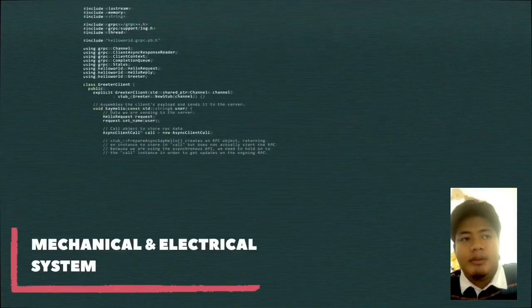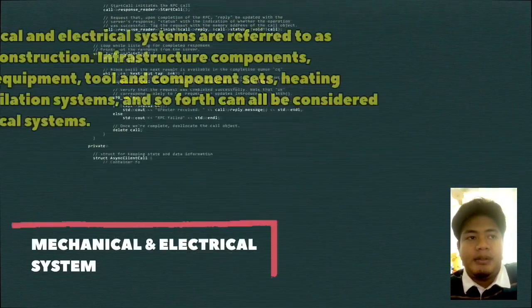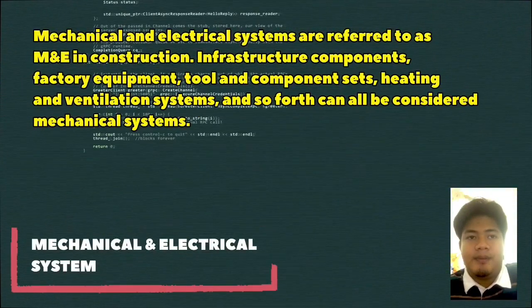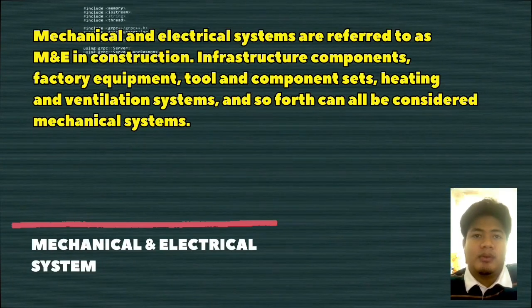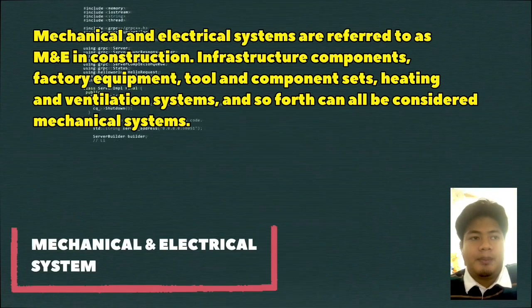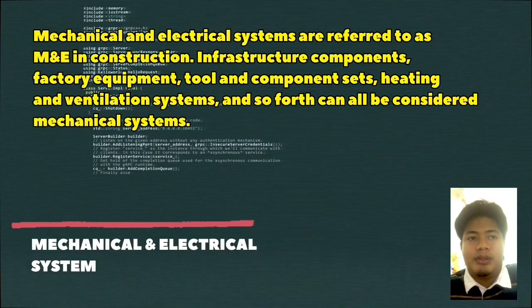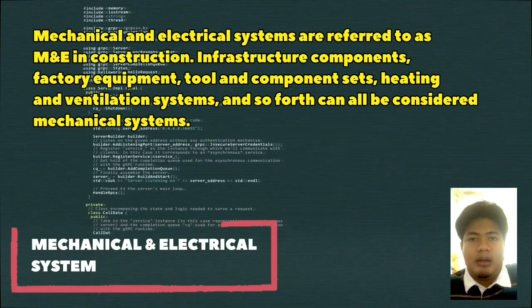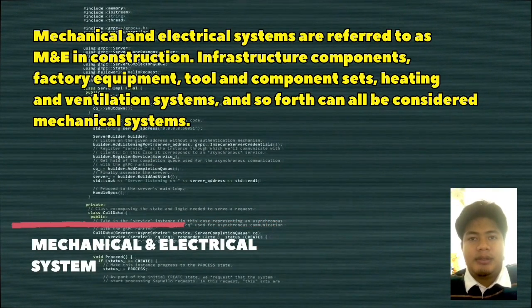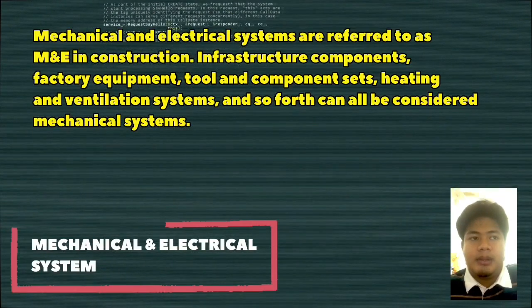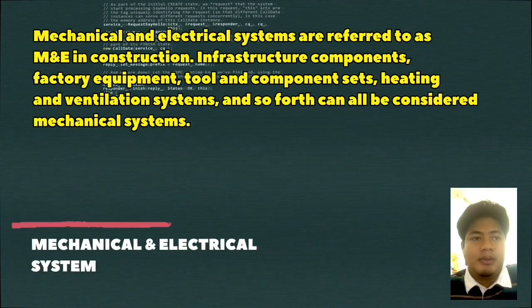For the introduction of the M&E system, M&E in construction refers to infrastructure, components, factory equipment, tools, and component sets. Heating and ventilation systems can be considered a mechanical system.